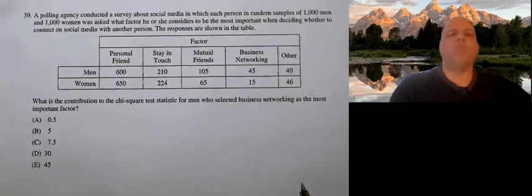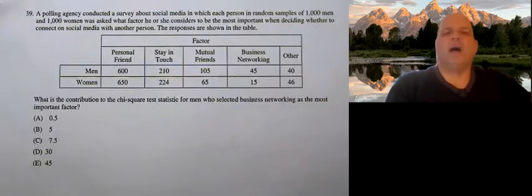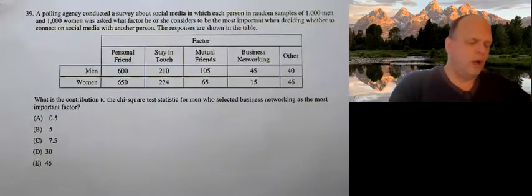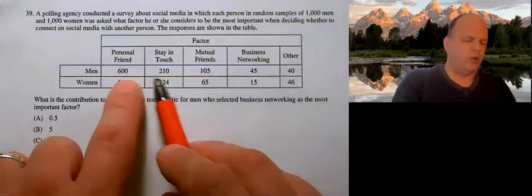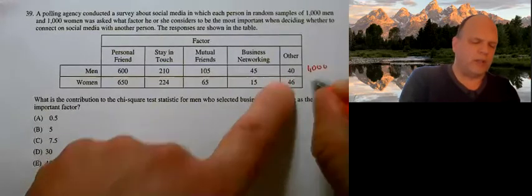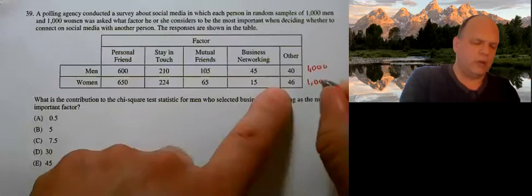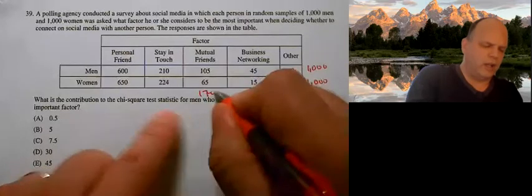Number 39. A polling agency conducted a survey about social media in which each person in a random sample of 1,000 men and 1,000 women was asked what factor he or she considers most important when deciding whether to connect on social media with another person. The responses are shown in the table. You should always total these. This column totals to 1,000, and this one also totals to 1,000. This is 86, this is 60, this is 170, this is 434, and this is 1,250.